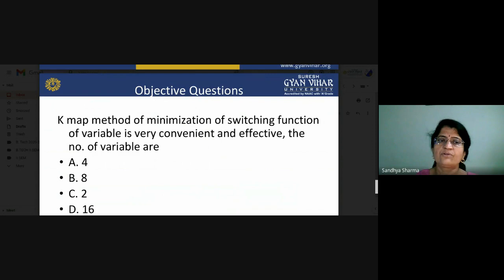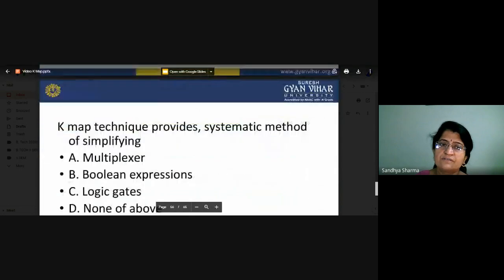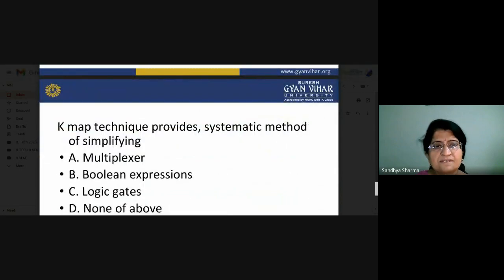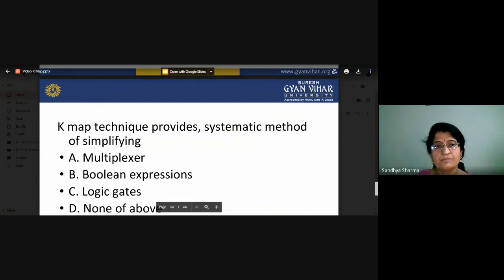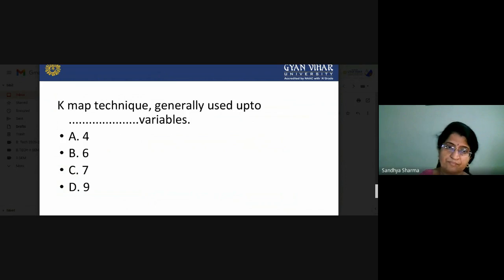What type of technology or K-map method of minimization of switching function? K-map technique provides a systematic method of simplifying. So what type of methods or methodology will it be using? K map is used up to how many variables can we use the K mapping? So you have to know about the K mapping variables.